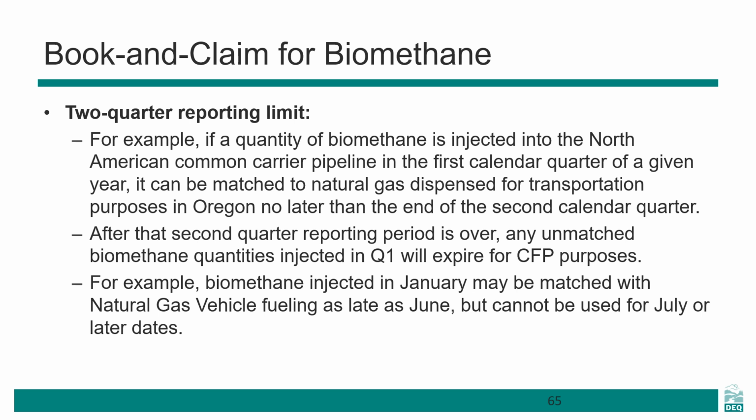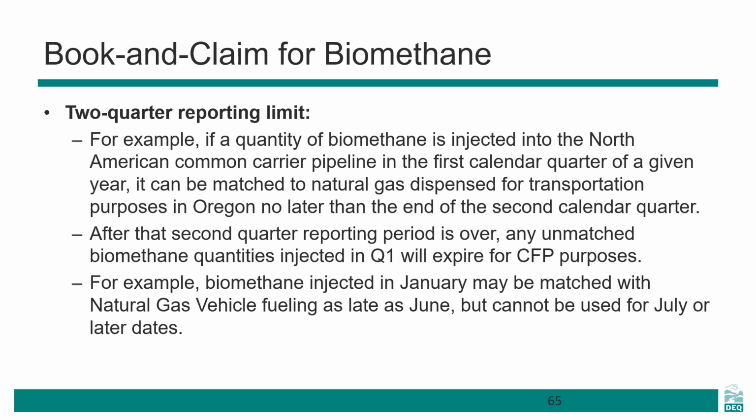So just to be clear, this is a difference from California where they allow for 3 quarters. But here in Oregon, we only allow for 2 quarters from when renewable natural gas is injected into the North American natural gas pipeline system, and then when it's withdrawn and used for vehicle fueling here in Oregon. So for example, if a quantity of biomethane is injected in the first calendar quarter of a given year, it can be matched with natural gas vehicle fueling in the first quarter or the second quarter of that year here in Oregon. After the second quarter reporting period is over, any unmatched biomethane quantities expire for CFP purposes.